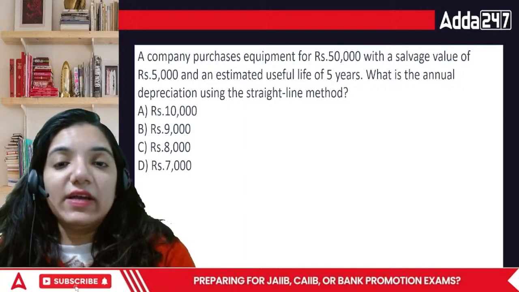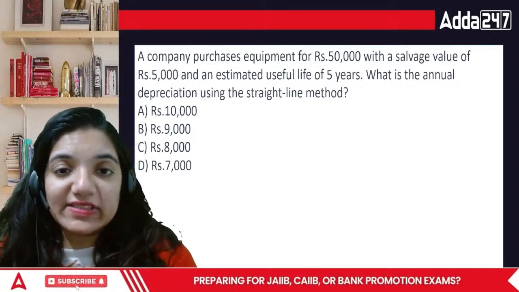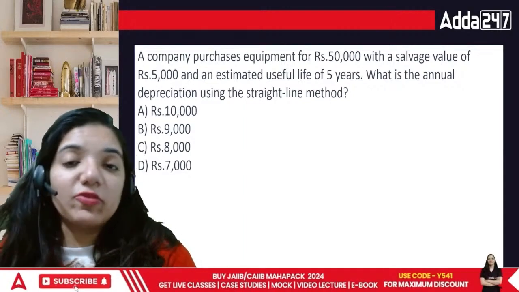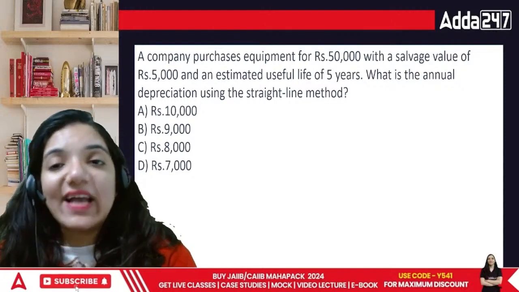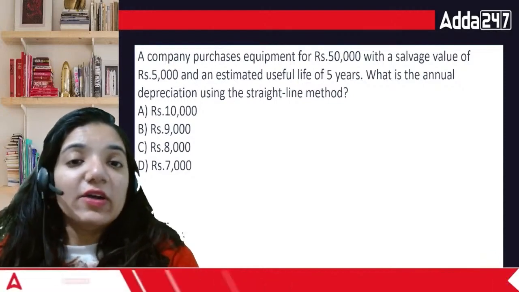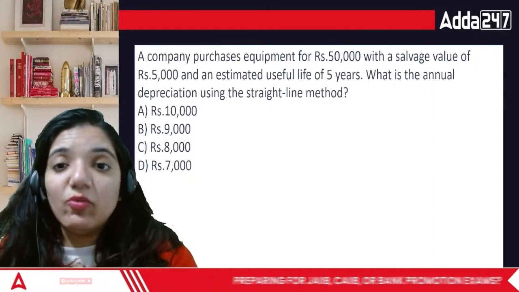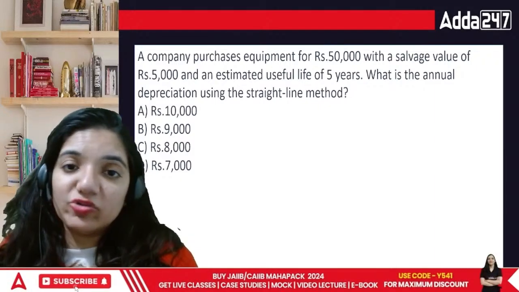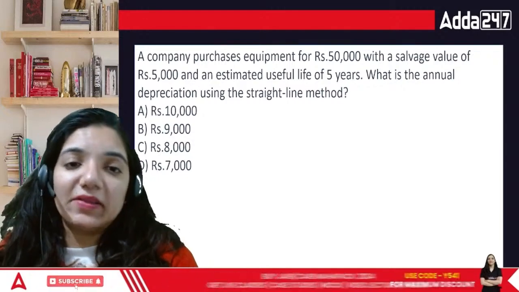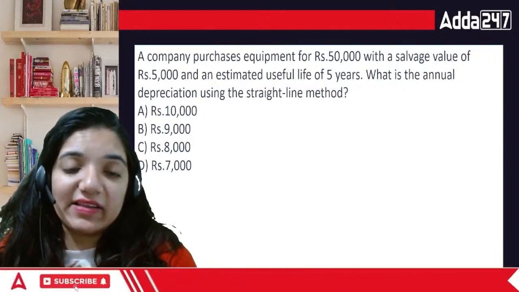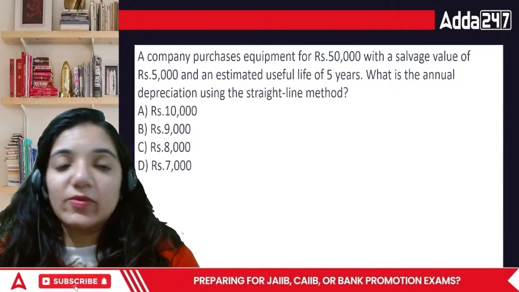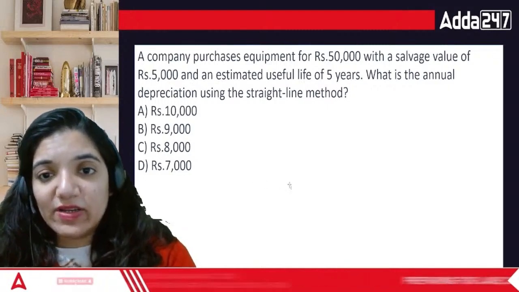Now here comes a question, everyone. A company purchases equipment for rupees 50,000 with a salvage value of rupees 5,000 and estimated useful life of 5 years. What is the annual depreciation using the straight line method? 10,000, 9,000, 8,000, 7,000. Okay, so let's calculate this question, everyone.